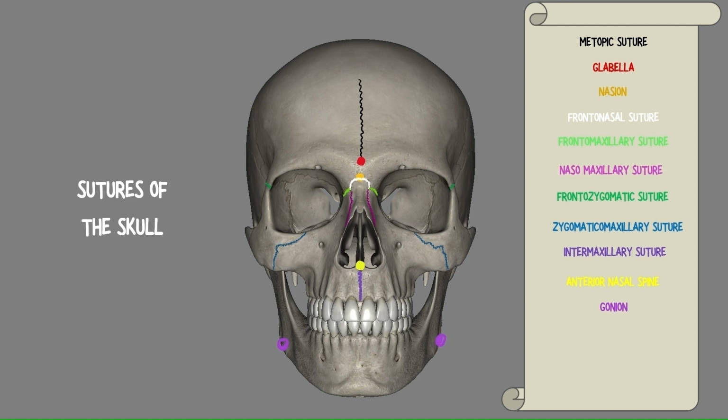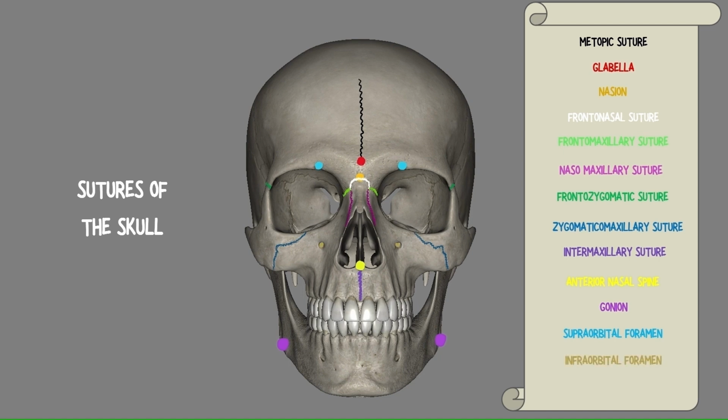The gonion is located at the most lateral portion of the angle of the mandible. The supraorbital foramen or notch is the small opening at the central edge of the superior orbital margin in the frontal bone, just below the superciliary arches, that transmits the supraorbital nerve, artery, and vein.